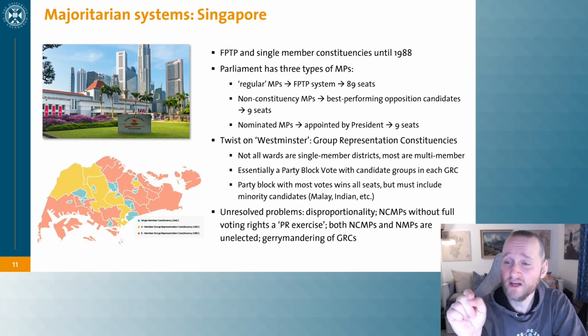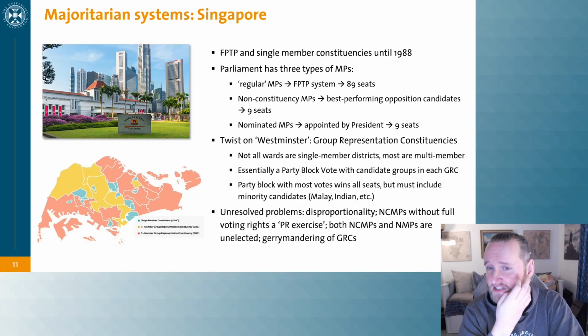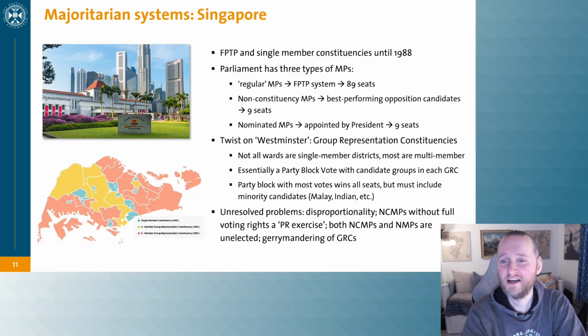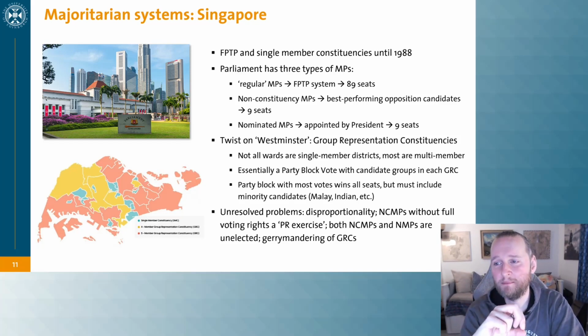But the Singaporean system also assigns 9 seats to what's called non-constituency MPs. These are essentially, looking at Singapore as a whole, the best performing losers. So the best performing opposition candidates also get some representation in parliament. You can see already that it's only 10% of the seats of the regular MPs, but still there is some representation for those that don't win in a winner-takes-all system.